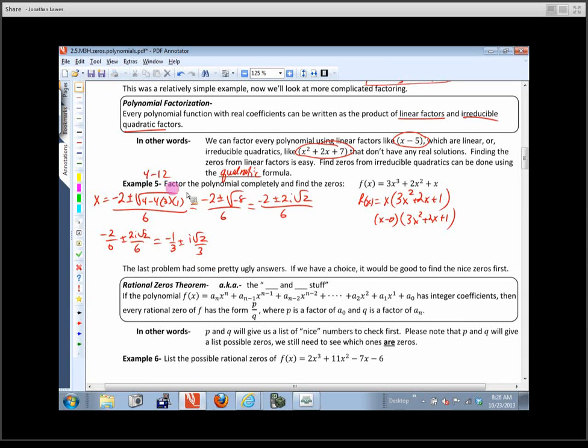So it said factor the polynomial completely and find the zeros. Watch very carefully. One of the zeros is 0. Another one of the zeros is negative 1/3 plus i radical 2 over 3. The other zero is the conjugate of that, negative 1/3 minus i radical 2 over 3. Those numbers right there are the zeros.